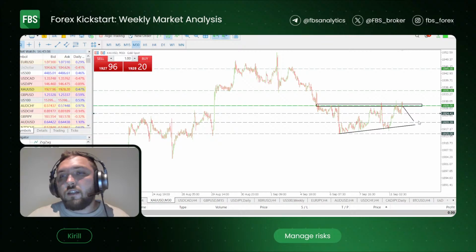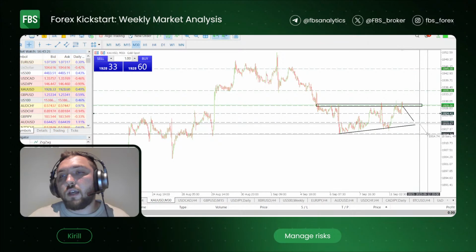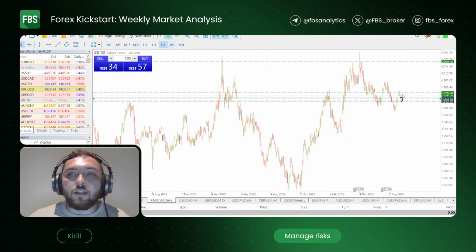For intraday trading, you might also look for buy trades right here, maybe another bounce right here. Or if the price breaks below, the downtrend will keep going, and you can sell, for example, here around 1920 on the breakout, and hold this trade down to 1915.